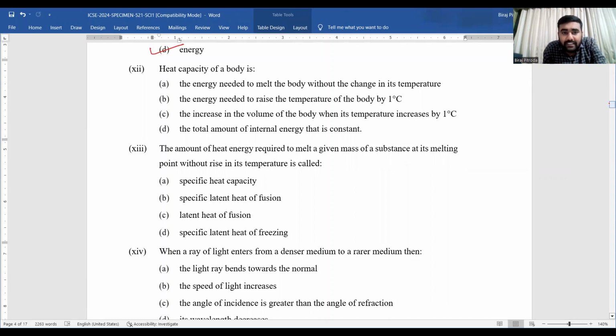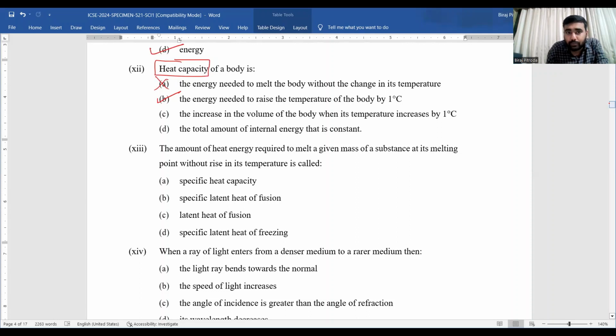They have told heat capacity of a body is energy needed to melt the body without change in its temperature. No, this is incorrect. Energy needed to raise the temperature of a body by 1 degree Celsius. I feel this is something which is related to heat capacity. You know how did we come to know this thing? Because this is a definition. The definition of heat capacity says it is the amount of energy required to raise the temperature by 1 degree Celsius.